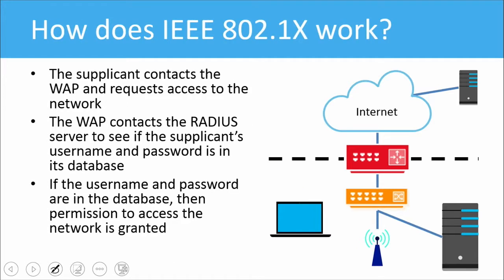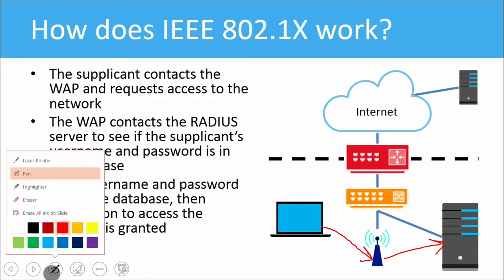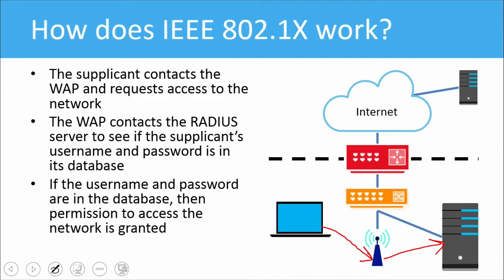What happens in 802.1x is that the supplicant is going to contact the wireless access point and request access to the network. The wireless access point then contacts the RADIUS server, right over here on your right, to see if the supplicant's username and password is in the database. If it is, and let's go ahead and switch to green so we can say that it is, then the computer now has access. It has the green light to utilize the network and its resources. And that very well may mean that all of a sudden it can start sending data out onto the internet and receiving data from web servers across the internet.